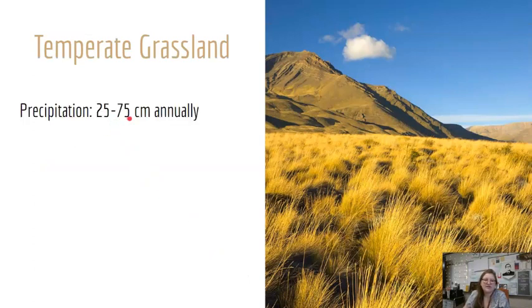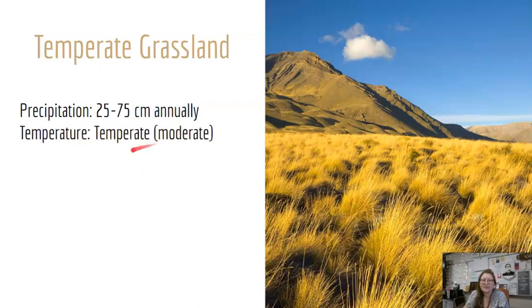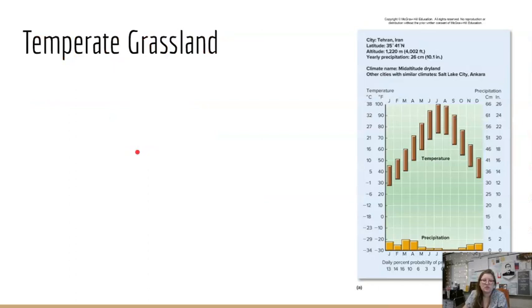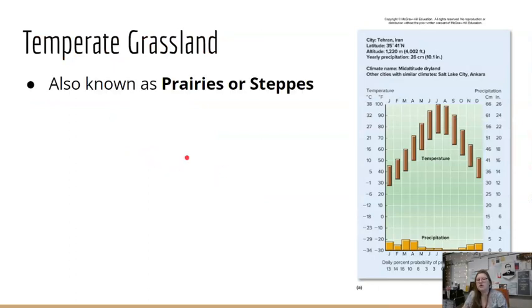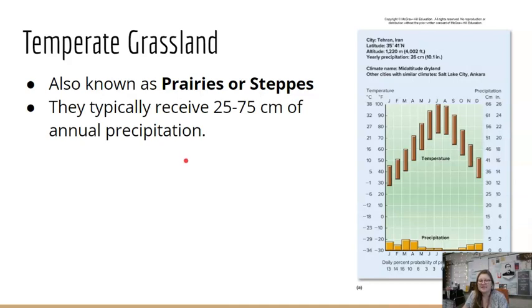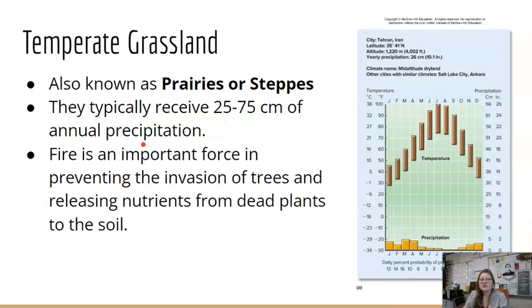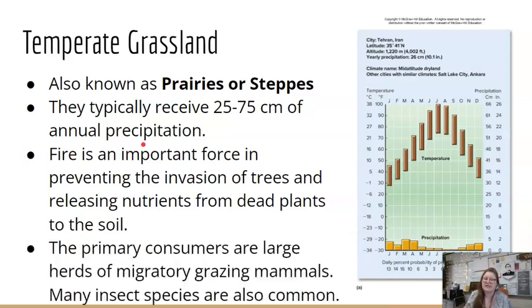All right, temperate grassland. Precipitation is 25 to 75 centimeters annually, and it is temperate. That means a moderate temperature, not too hot, not too cold. Temperate grasslands are also known as prairies or steppes, and they typically receive, like I said, 25 to 75 centimeters of annual precipitation. Fire is an important force in preventing the invasion of trees and releasing nutrients from dead plants in the soil. So fires in grasslands are natural. They should be happening at specific times, and they do serve the ecosystem. That's not saying we should set anything on fire, but naturally it happens in these biomes.